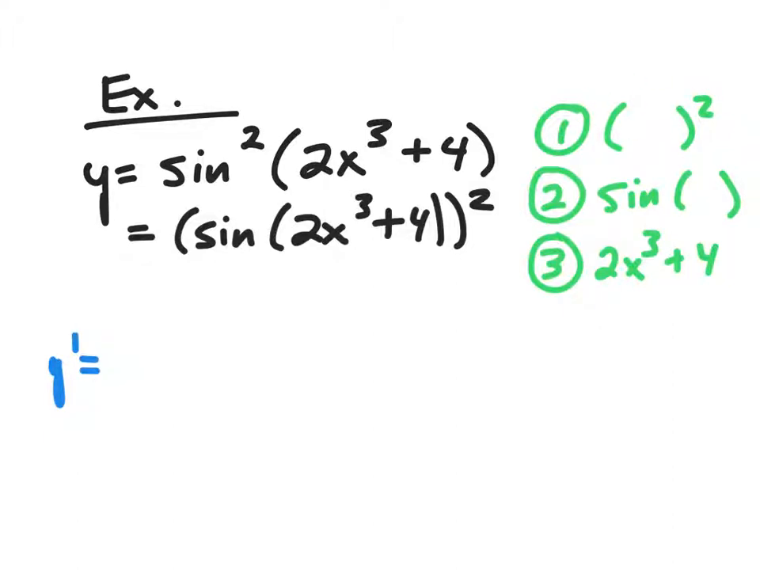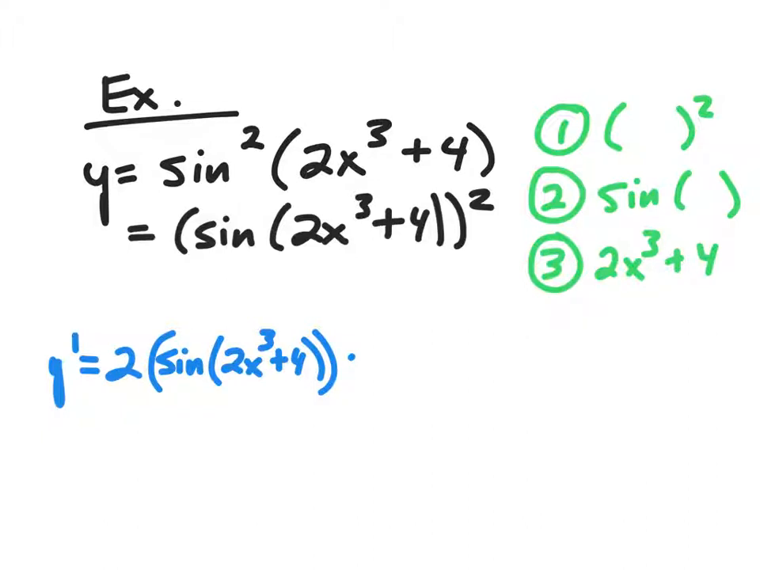So I'm going to pull down the power of 2 in front, keep all of the inside the same, subtract 1 from the exponent. So technically that's to the power of 1, but we never actually really write that. It's just going to be implied. And then, like I said, I'm keeping all of the inside the same. So I'm keeping that sine of 2x cubed plus 4 all the same on the inside.